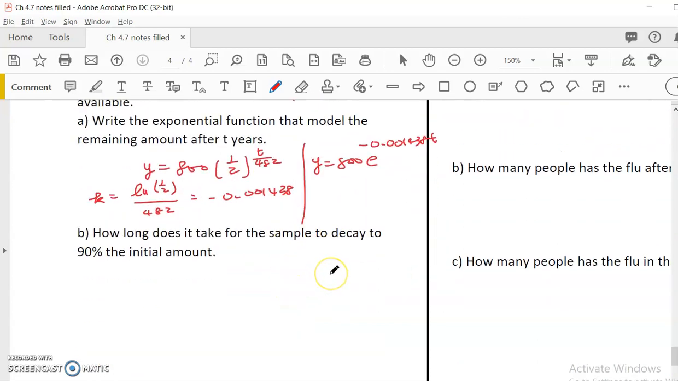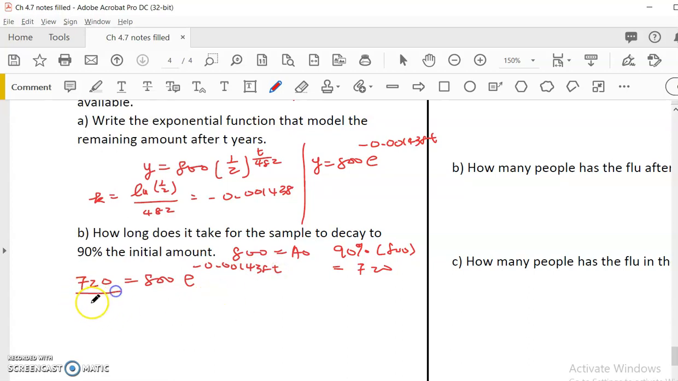How long does it take to decay to 90% of the initial amount? So the initial amount is 800, equal to A0. 90% of it is 90% times 800, which is 720. So we need to solve 720 equal to 800 e to the negative 0.001438 t. We want to solve for t. So divide by 800 on both sides. This gives 0.9.